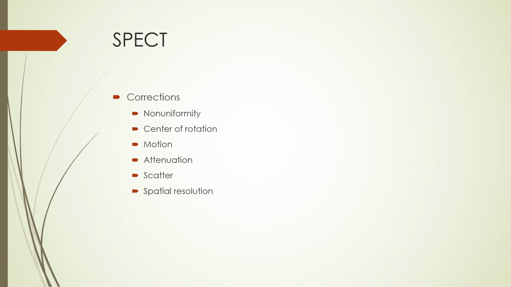Aside from the QC tests done to ensure the system is functioning correctly, corrections can also be done after images are acquired to improve image quality. Corrections can be done to account for patient or organ motion and center of rotation misalignment. There can be corrections for attenuation of the patient and also non-uniformity corrections. Corrections for scatter and also for spatial resolution losses can also be done.